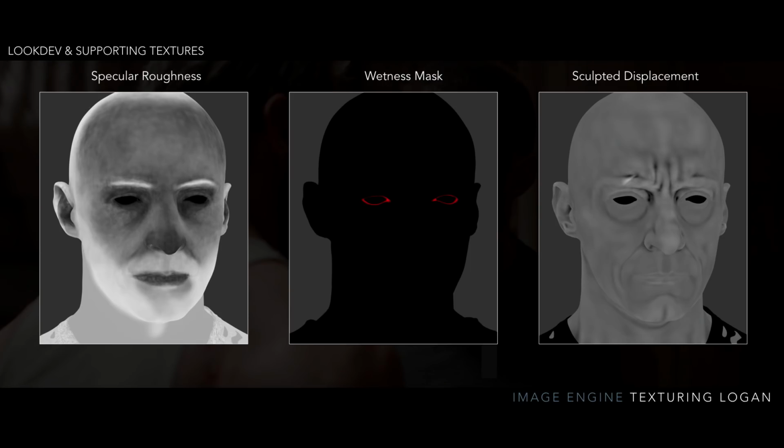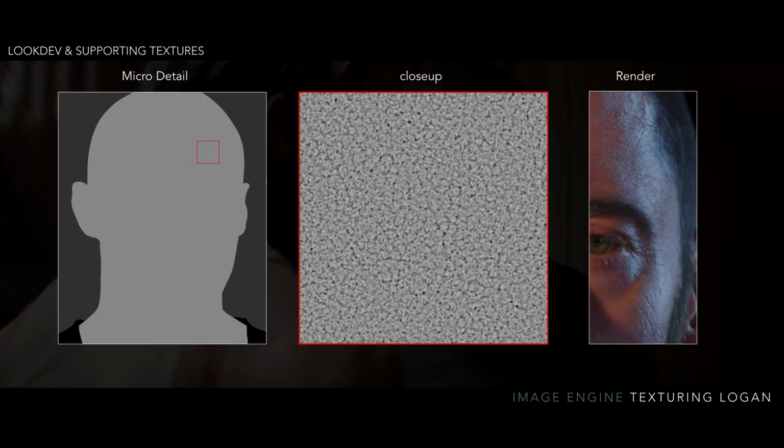Specular roughness, because we have different shiny versus not so shiny bits. Wetness mask, because everybody's got that wetness around their eyes, and a sculpted displacement from modeling. And a micro detail map, because it added this little extra softness to the specularity, especially at the glancing angle of the spec.